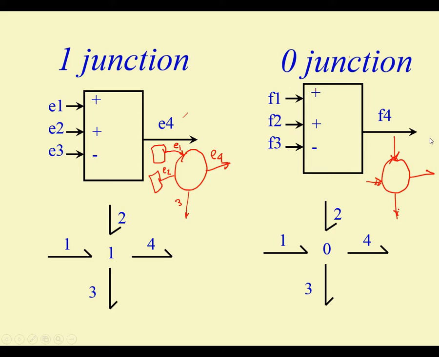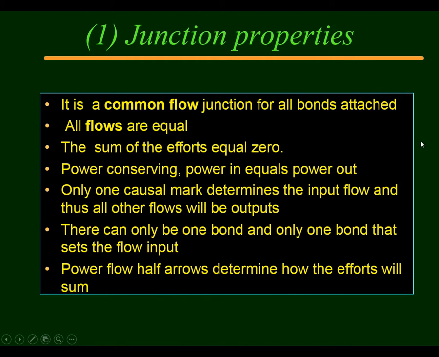Okay. So with this we conclude all the properties of the one junction. It's a common flow junction. All bonds are attached, all flows are equal. The sum of the efforts equals 0. It's power conserving. Power in equals power out. Only one causal mark determines the flow. And there can only be one bond that sets the flow for all the others. Power flow half arrows determine how the efforts will sum. Okay, so this concludes the summary of all the constitutive laws of all the 9 elements.